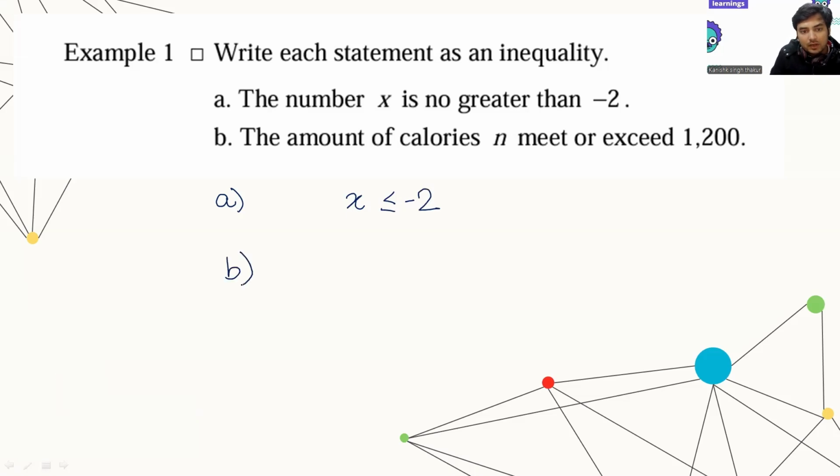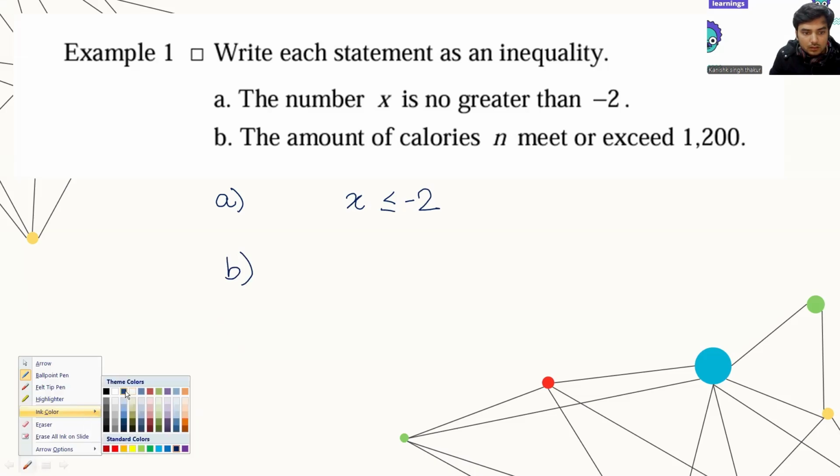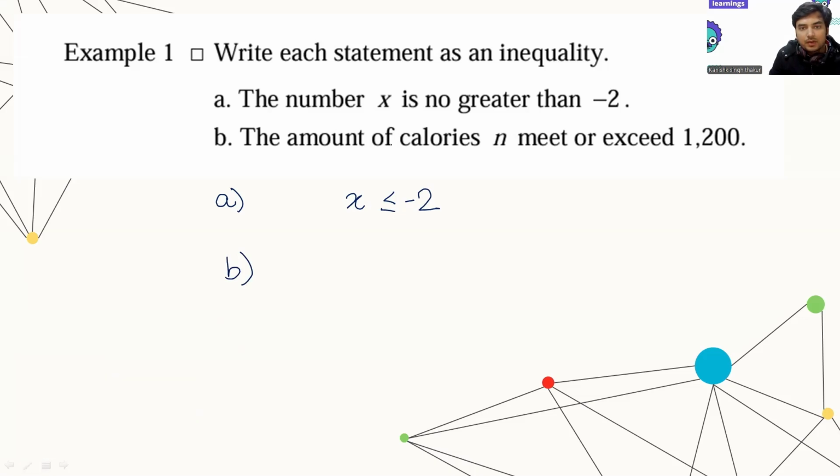Now you have the B part. How will you do this B part? The amount of calories N must meet or exceed 1200. So N is greater than or equal to 1200. This is how it is.